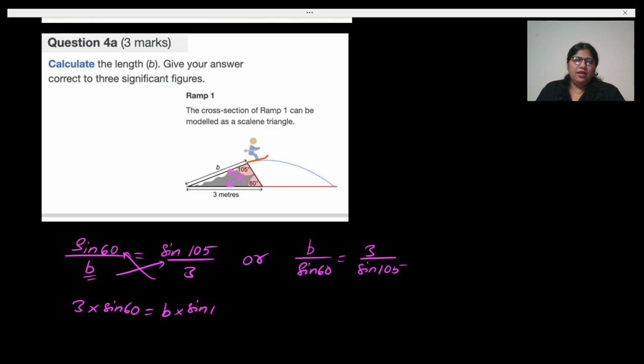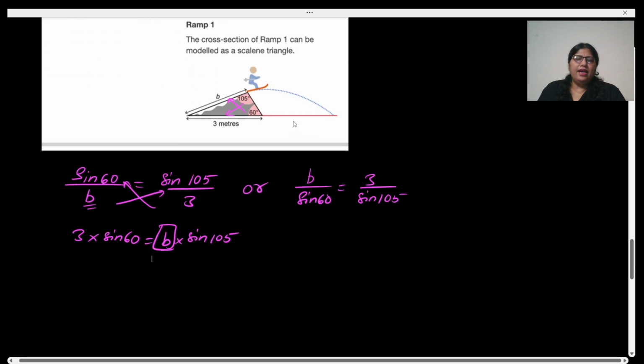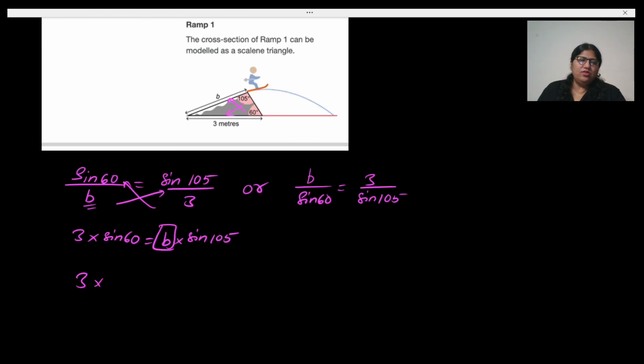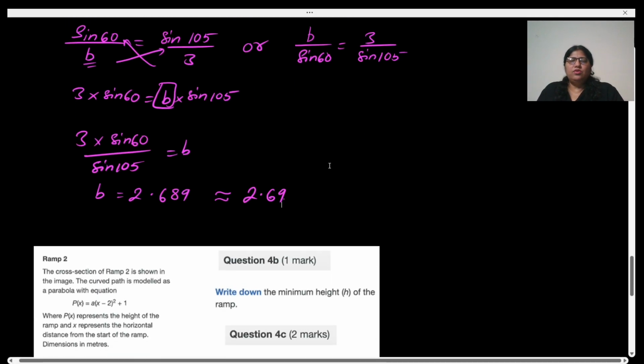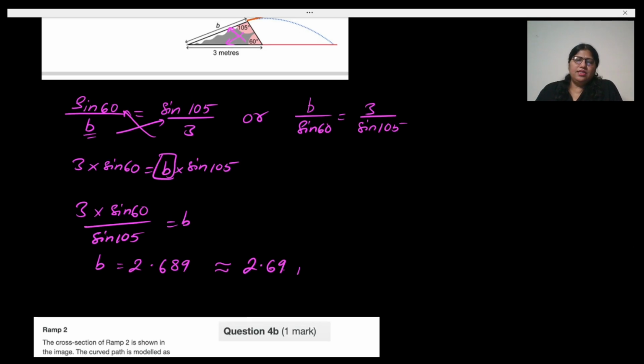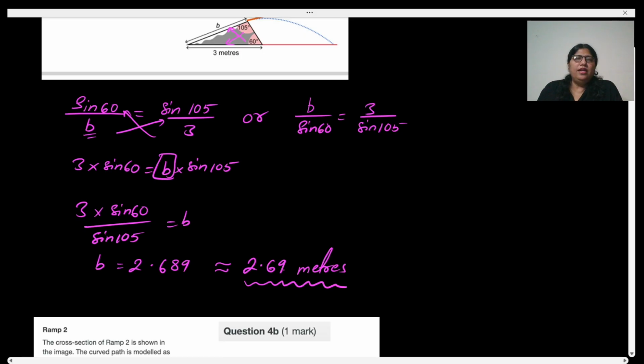So here it's 105. Now I need the value of B, so I can take sin 105 to the left-hand side. So 3 times sin 60 by sin 105 equals B, 2.6897, which to three significant figures is 2.69. Units: it's given in meters, so it's going to be 2.69 meters, because you must write down the unit also. This is going to be the length of B part.